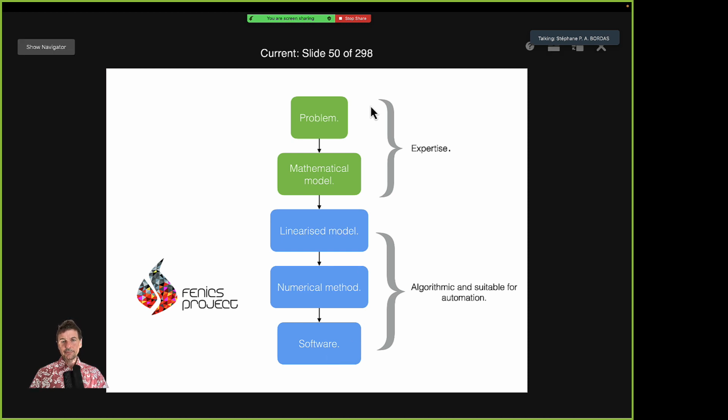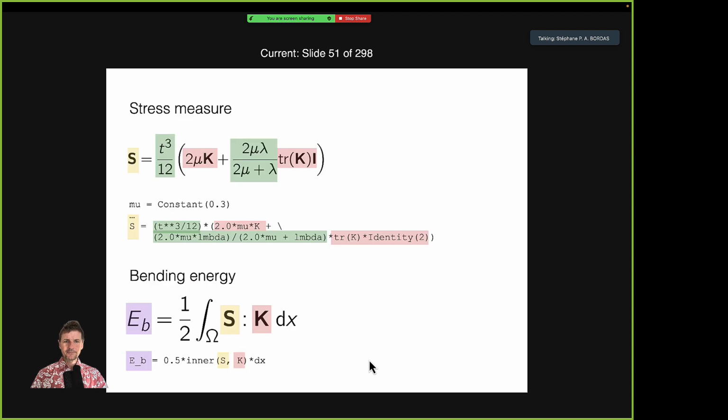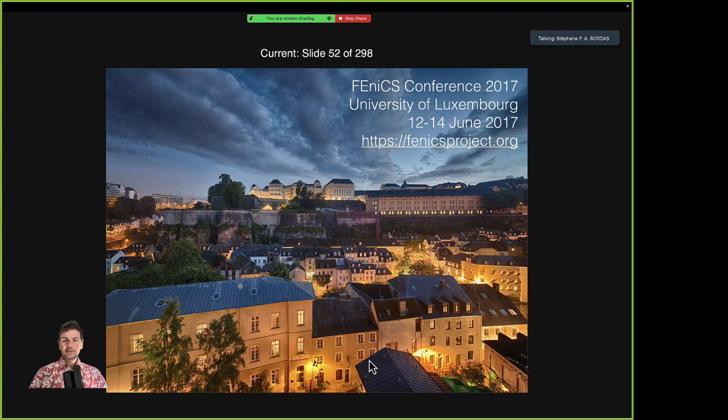And the idea is to separate the expertise of the person, so problem to mathematical model, from the algorithmic and suitable for automation, which is the linearized model, numerical model, and the software itself. So as we said at the beginning, we keep our expertise, which is setting up the problem and finding the mathematical model, and then we let the computer do the rest, which is really very efficient. If you are interested, we can discuss that. And now 6 years ago, we hosted the Phoenix conference here in Luxembourg, and you can also see details on the Phoenix project here.